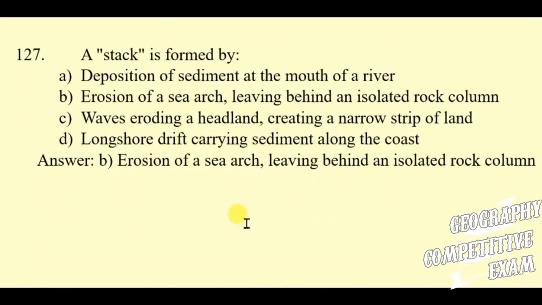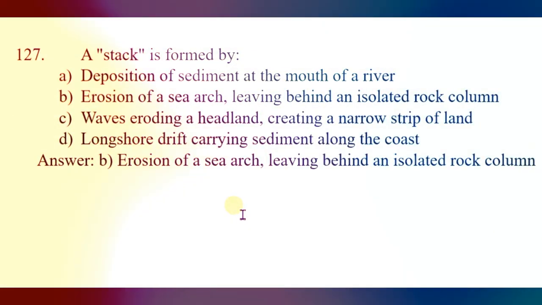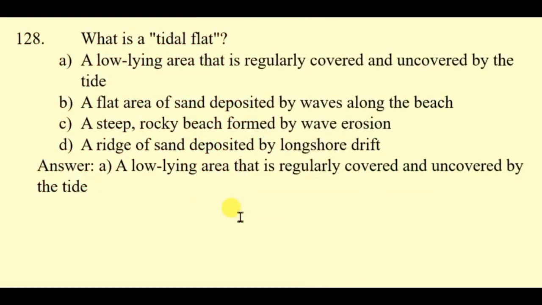Question 127. A stack is formed by deposition of sediment at the mouth of a river, erosion of a sea arch, leaving behind an isolated rock column, waves eroding a headland, creating a narrow strip of land, longshore drift carrying sediment along the coast. Here the correct answer will be erosion of a sea arch, leaving behind an isolated rock column.